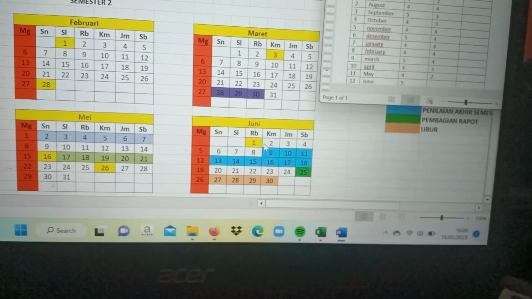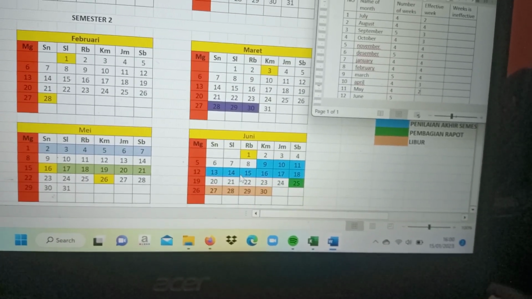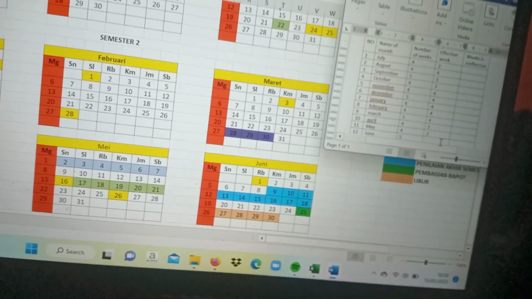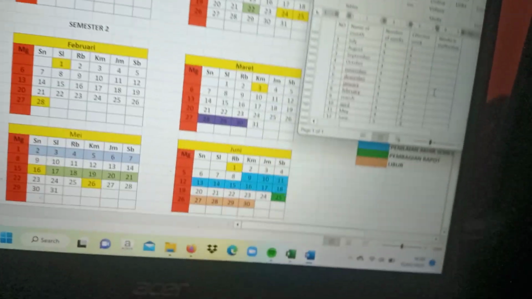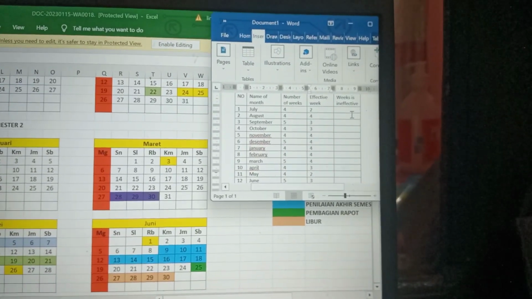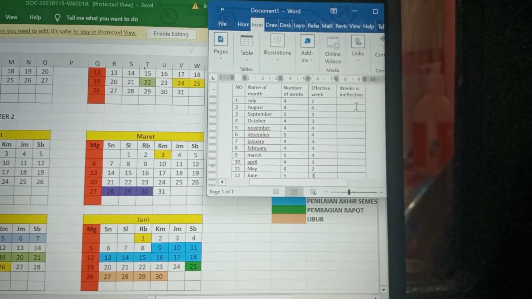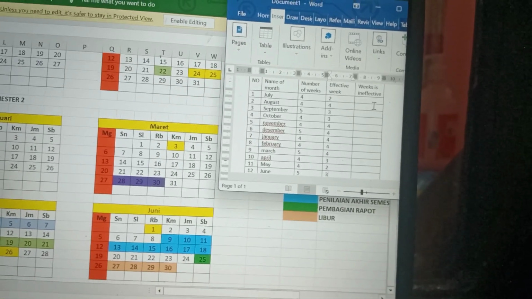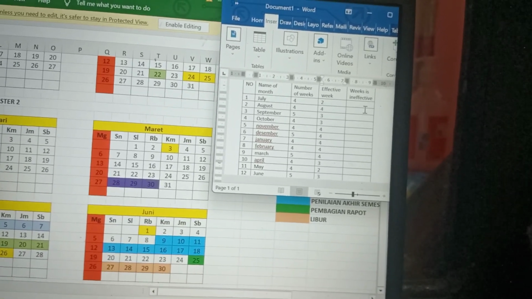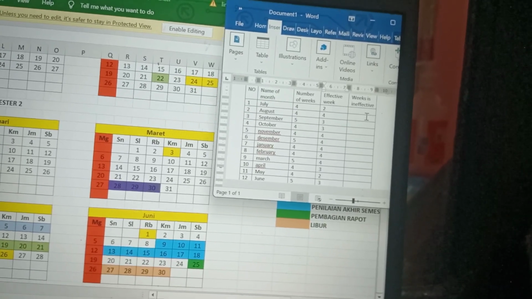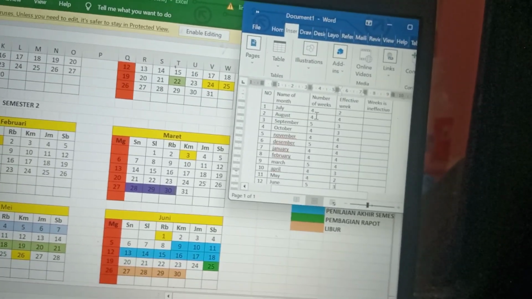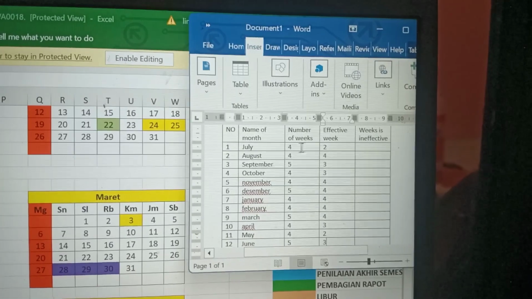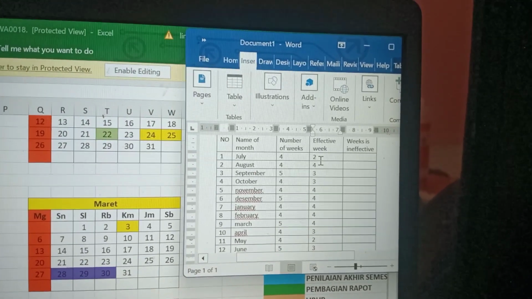Next, the last is June. In June there are 1, 2, 3. 3 effective weeks. And next, for the weeks that are ineffective, we can determine the ineffective weeks by subtracting the number of effective weeks from the number of weeks. Like this, the number of weeks is 4, and the number of effective weeks is 2.